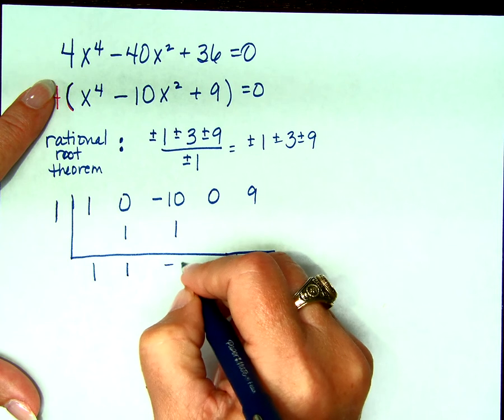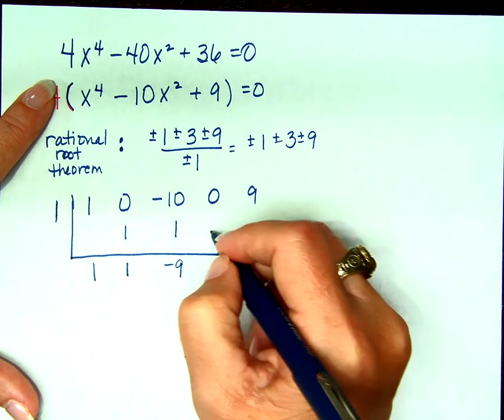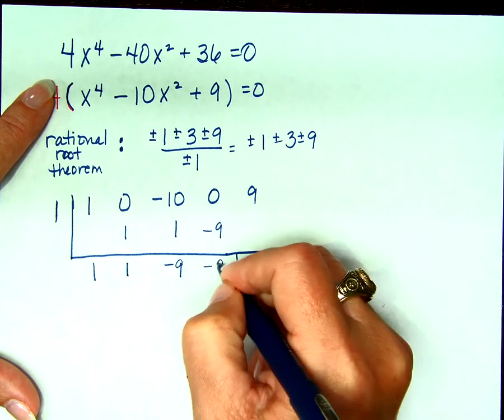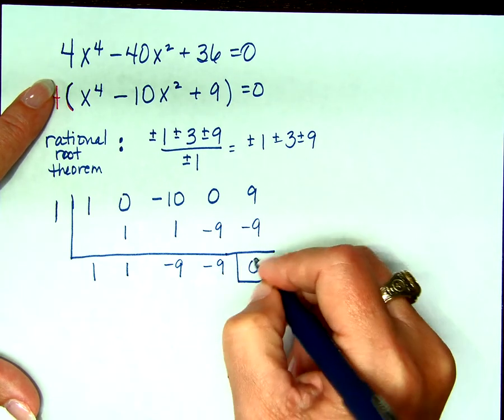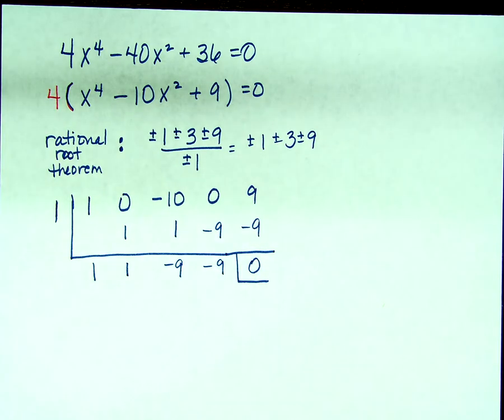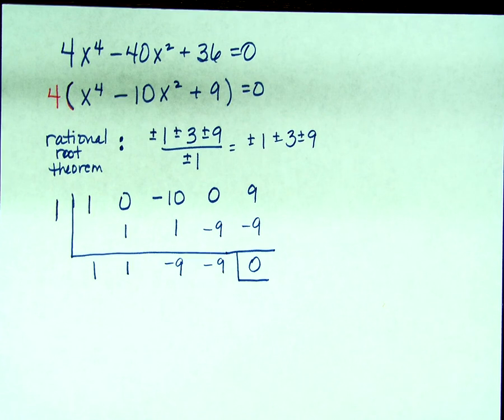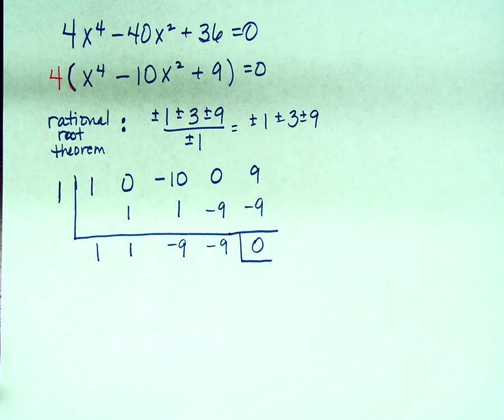1 times 1 is 1. Adding, that's a negative 9. 1 times negative 9 is negative 9. Adding, that's a negative 9. 1 times negative 9 is negative 9. Ooh, you guys guessed really good. Yeah, odds were in your favor though, weren't they? Out of 6 possibilities, you knew 4 worked. So we did good with starting, right?